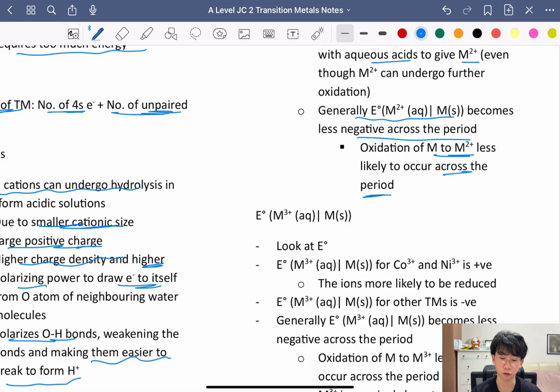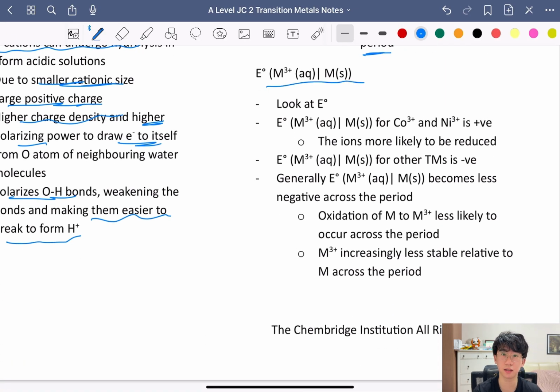Now, if you look at E0 of M3+, again, just look at the E0 value for certain trends. The E0 value for Co3+ and Ni3+ are positive. So this means the ions are more likely to be reduced.